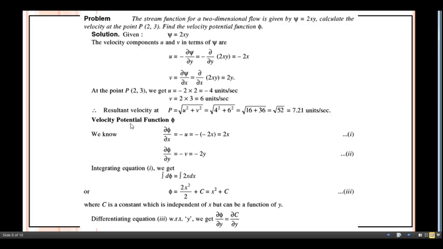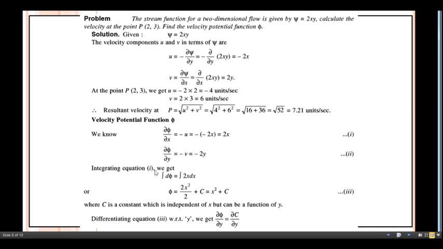Now get the value for the velocity potential function phi. For that we know ∂φ/∂x equals minus u. So what about the u term? u we already have, minus 2x. These functions are written with the help of the relations we have discussed in theory. Okay, so what about this one? We get the 2x here, and ∂φ/∂y is minus v. So what do we get here? 2y. So from both sides the minus minus sign, so minus minus becomes plus.